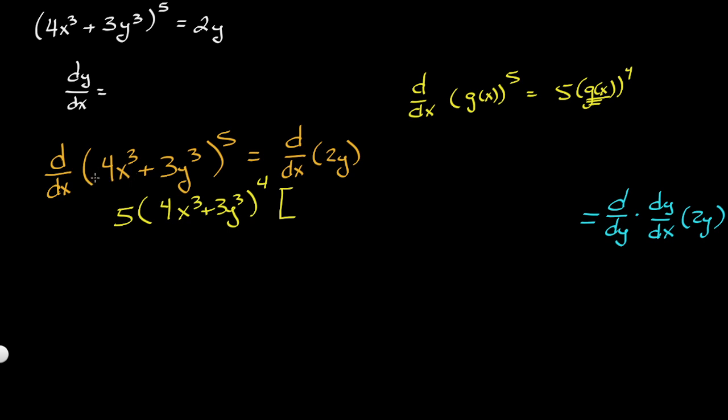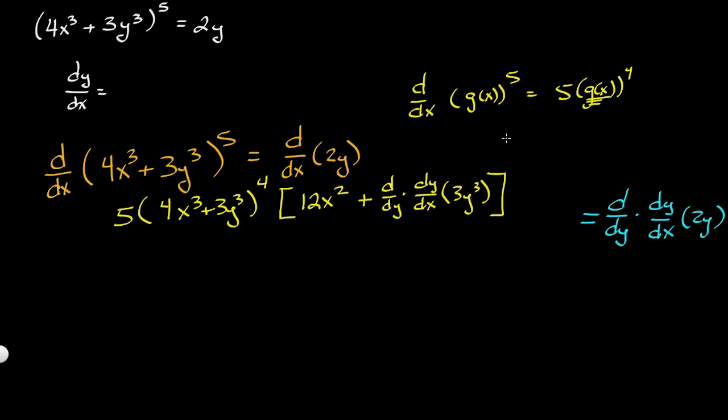The derivative with respect to x of 4x cubed, again using power rule, is 3 times 4, which is 12, then x, subtract 1 from the exponent there. That's going to be squared. Plus, now I do the same thing I did here with this, and I'll write that part out. So it's going to be the derivative with respect to y times the derivative of y with respect to x of 3y cubed. And that's equal to this.